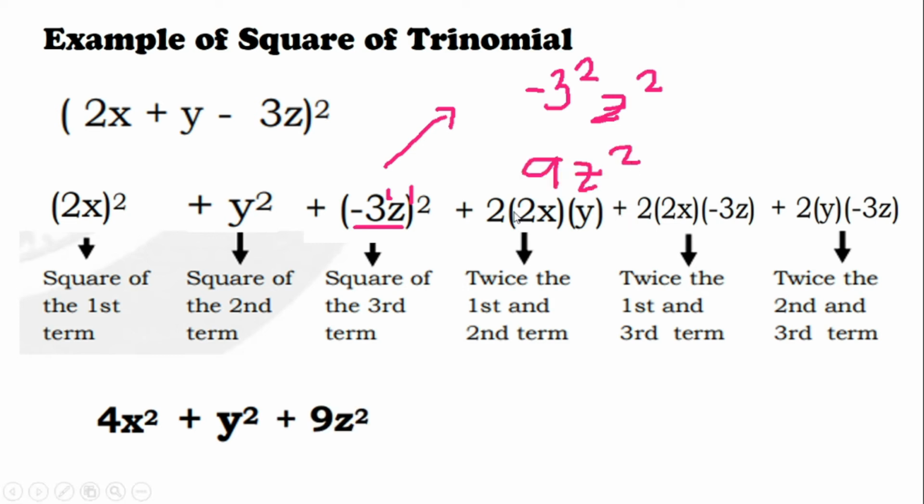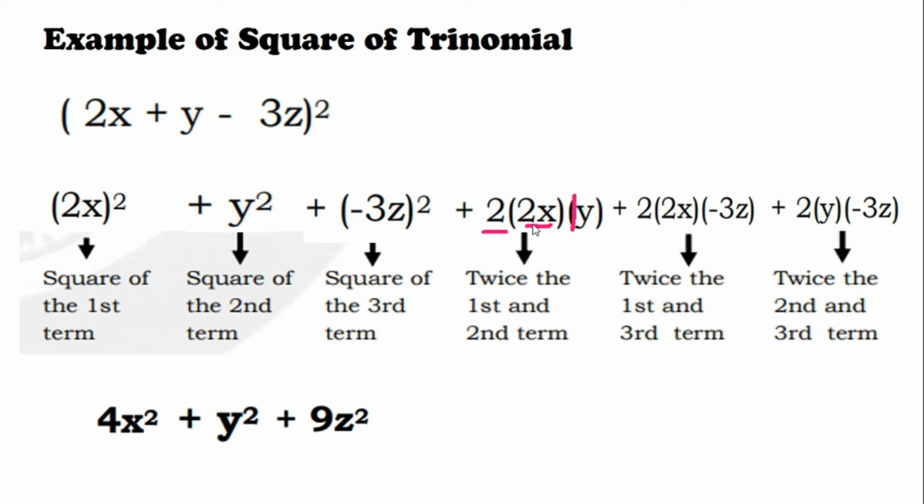Okay? Next is 2 times 2x times y. Its numerical coefficient is 2. 2, and here there is a 1. So, 2 times 2, that's 4, times 1, that's 4. 4, and then the variables x, y. So, plus 4xy. That's all.